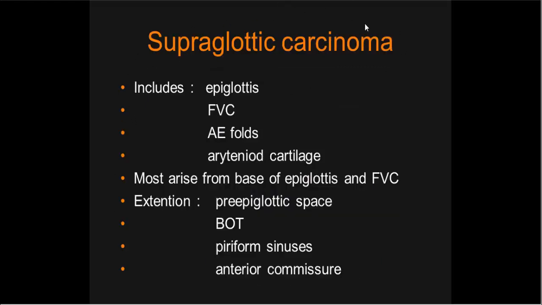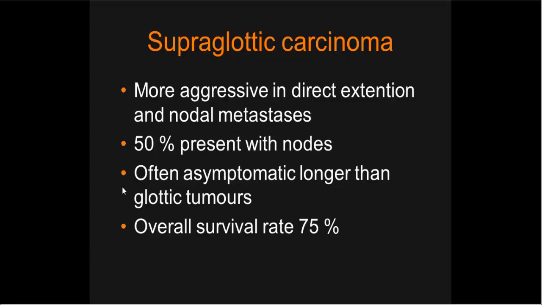Supraglottic carcinoma, we talk about it firstly. Supraglottic carcinoma includes the epiglottis, false vocal cord, aryepiglottic fold, and arytenoid cartilage. This is the origin of supraglottic carcinoma. It mostly arises from the base of the epiglottis and the false vocal cord. Extension is to the pre-epiglottic space anteriorly, base of tongue, piriform sinus, and anterior commissure.